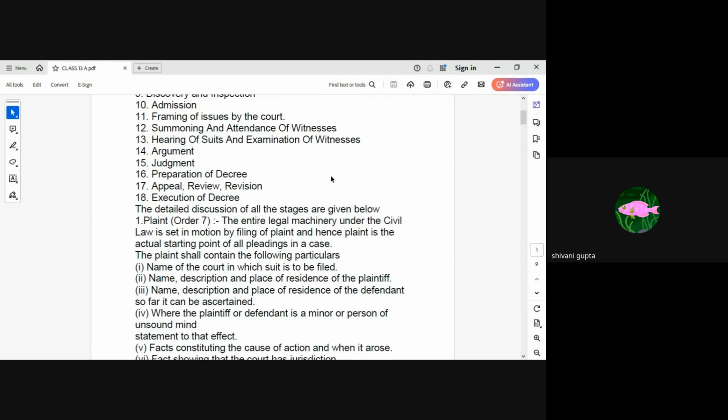Now there is a detailed discussion also on all the stages. If in the entire process any student or participant has any doubt, please put it in the chat box. Now I will start with the first step. The first step is all about moving to the court and so on. So the plaint is provided under the order number.